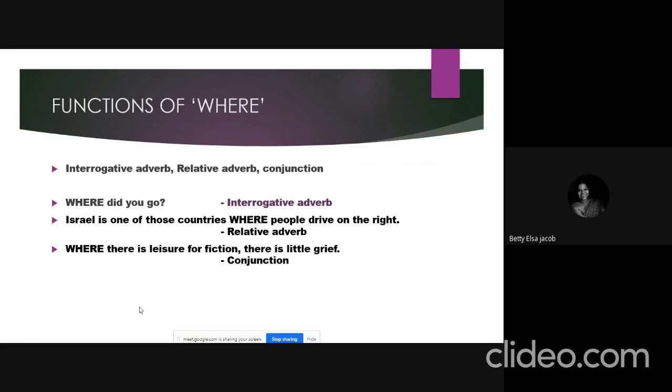Now, it can be a conjunction, it can combine two sentences. For example, as in the sentence, where there is leisure for fiction, there is little grief. Now, here, two sentences. There is leisure for fiction, there is little grief. These two sentences are combined by the conjunction where. So it can function also as a conjunction. So remember, what and which will always be either pronoun or adjective, but where will always remain an adverb. It can never be an adjective or a pronoun, neither interrogative nor relative. So where can only function as an interrogative adverb and a relative adverb.